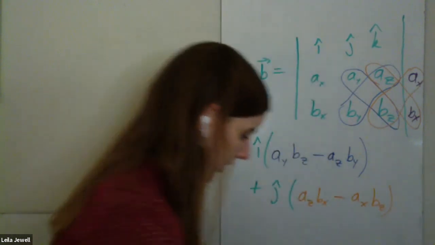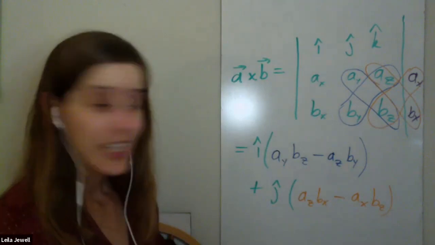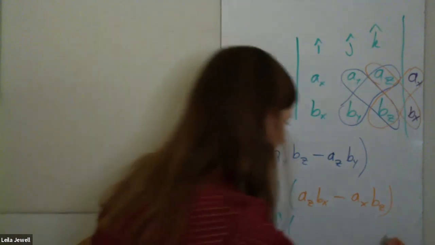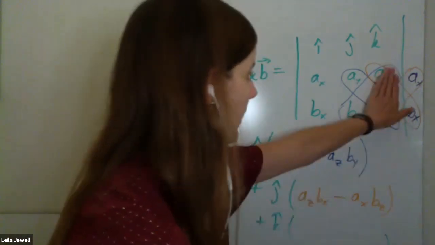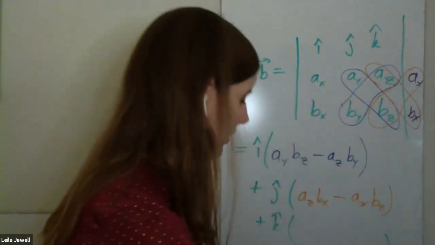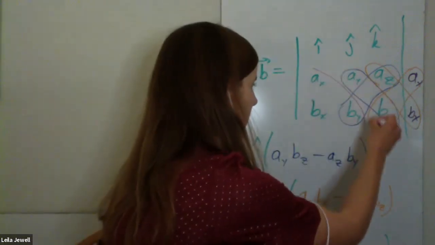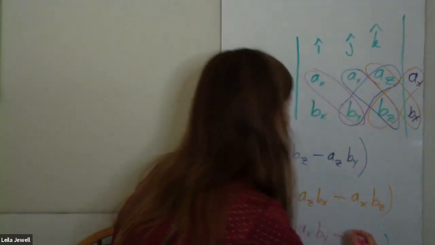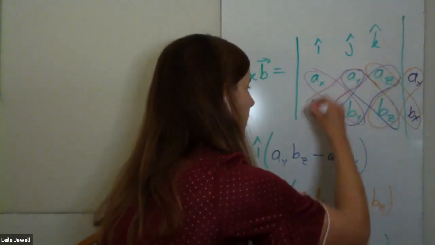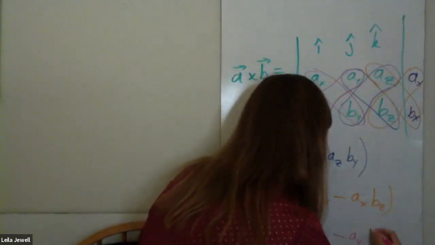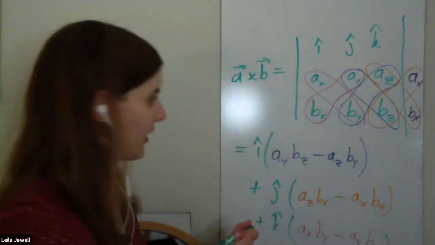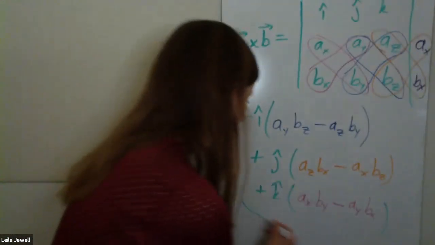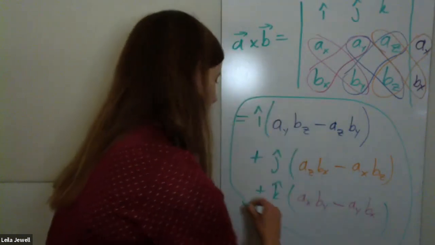All right, and one last piece is going to be our k hat. For this one, we will cover our k hat and we can just use our first ones here. So it would be A sub x times B sub y, and then minus A sub y times B sub x. So all three terms here, sorry, I dropped off the bottom there, add up together to form the cross product.